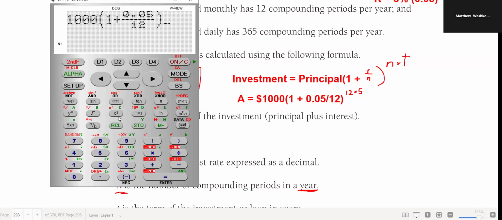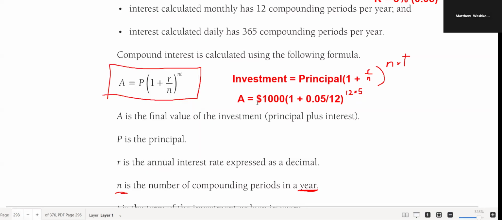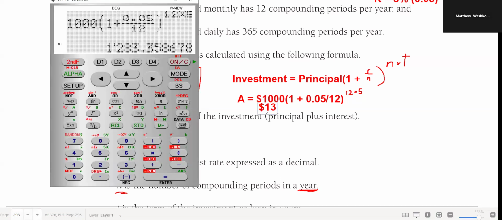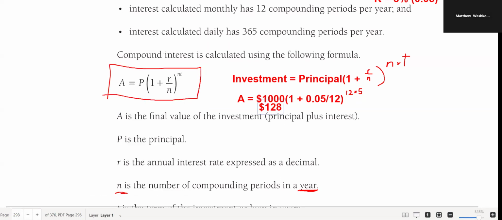To the power, how do I do the power? This yx button, to the power of 12 times 5. Now you could just put 60 here. You'll get the same answer, but I do encourage you to do it this way. It's easier to spot mistakes. So I do that. My total investment is $1,283.36. $1,283.36 is my total investment.